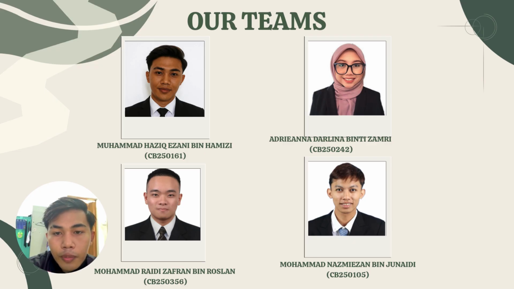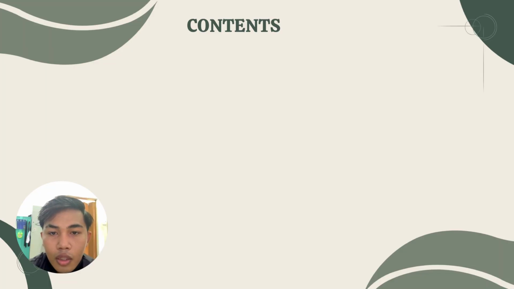The first one is Muhammad Haziq Izani bin Hamizi, that is me. The matrix number is CB250161. The second one is Adriana Dalina binti Zamri, CB250242. The third person is Muhammad Raidi Zafran bin Roslan, CB250356. And the last person, Muhammad Nazmizan bin Junaidi, CB250105. So, the next page is our content.